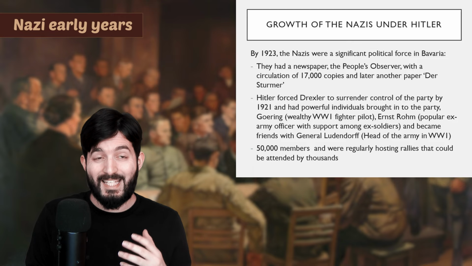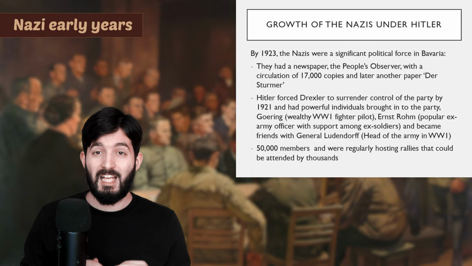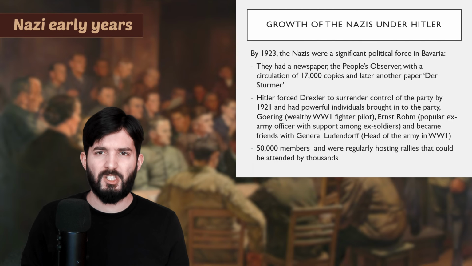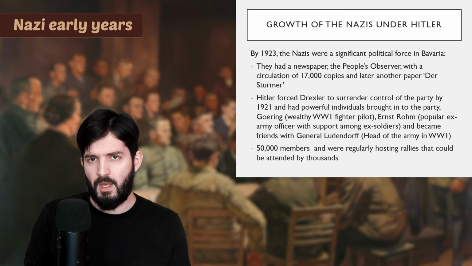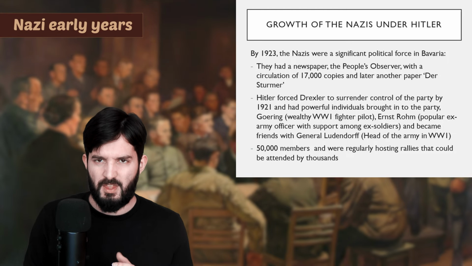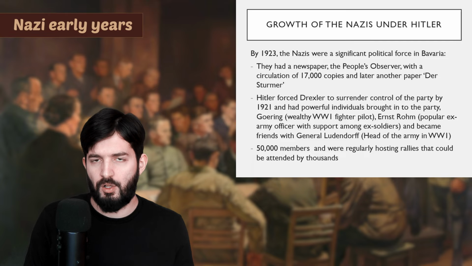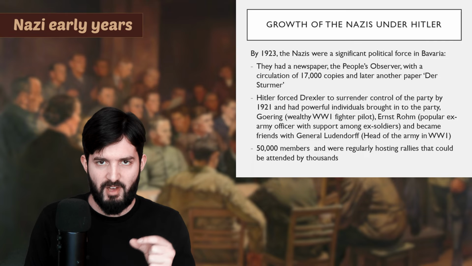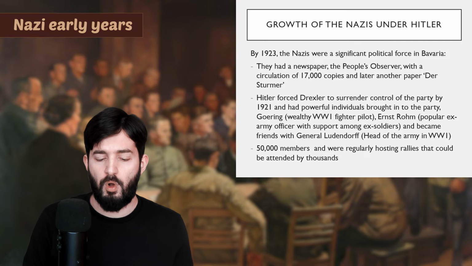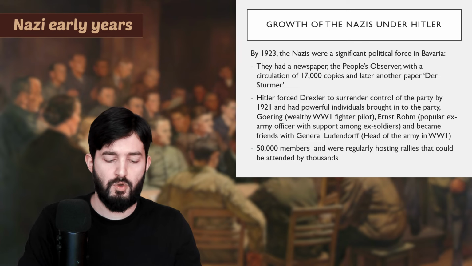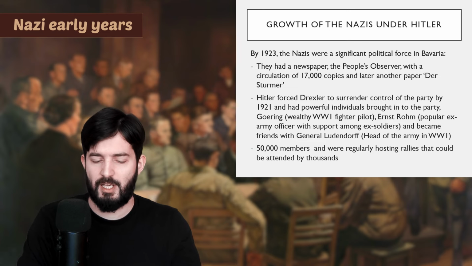And so you start to see this again over the next few years. So by 1923, the Nazi Party has become a significant political force, specifically in Bavaria. Okay, across the rest of Germany, the Nazis would not have been a particularly well-known or prominent political party, but in Bavaria specifically, they had become quite well-known and quite prominent. There's a few reasons why this happens and a few aspects of this.